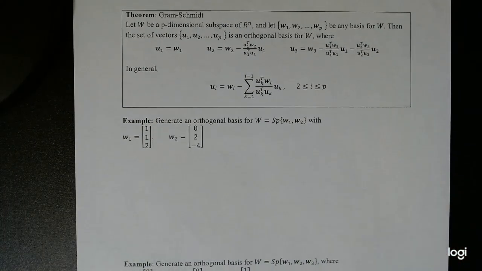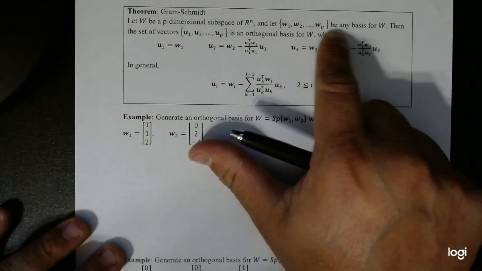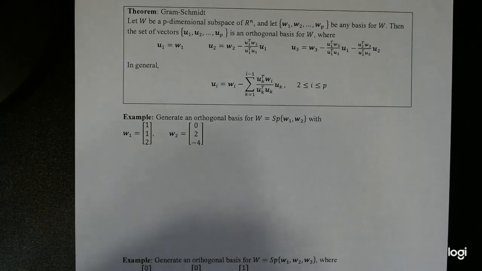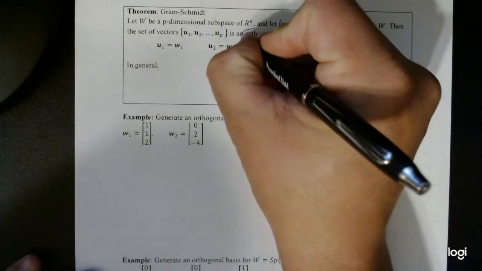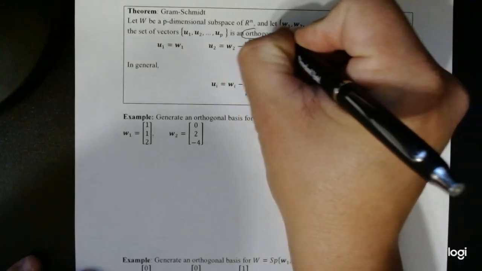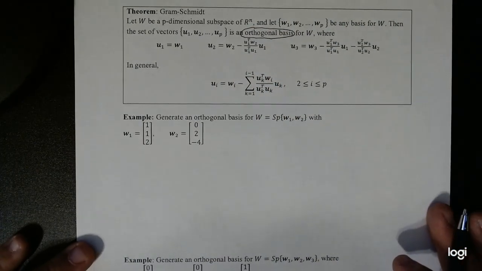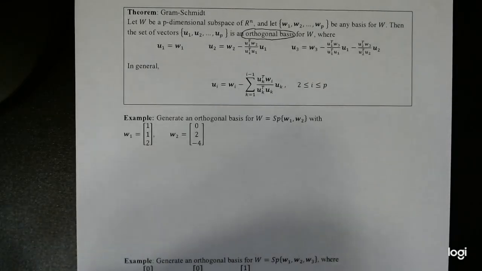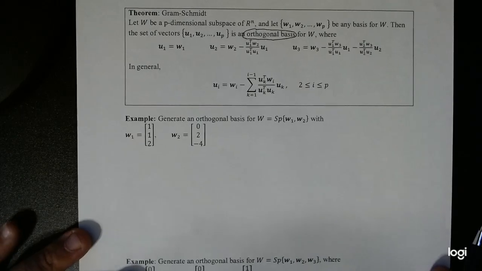That's because the last theorem of the section is the Gram-Schmidt theorem. So this says let W be a p-dimensional subspace of Rn, and let the vectors be a basis for W. Then the set of vectors used is an orthogonal basis, meaning I could convert any basis I want to an orthogonal basis by following this template. Okay. So now, given a basis, I can make it orthogonal, and then from there, I can just use the last theorem. Sometimes you don't really want to, but hey, to each their own. But again, this is how we make any basis orthogonal.